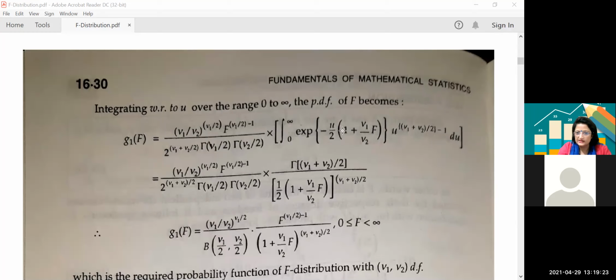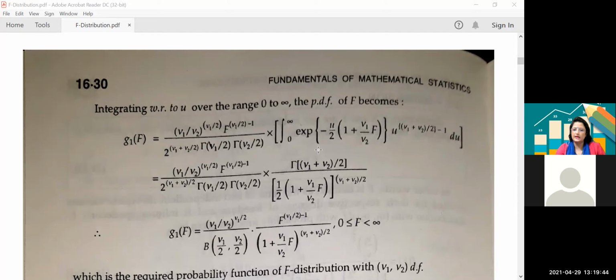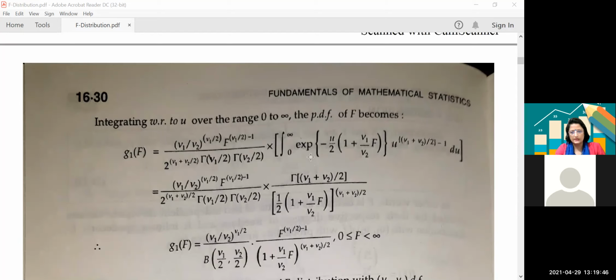हुआ है, राइट। अब इसमें आप इसको कैसे लिखेंगे, I have already told you, this is Γ into v1 plus v2 divided by 2 into 1 by 2 into (1 plus v1 by v2 f) whole raised to power, यही जो u की पावर है वो नीचे आ जाएगी, (v1 plus v2) by 2. So this is, you can write directly, you can also solve it, but we can use it directly as a value of the gamma integral, right?